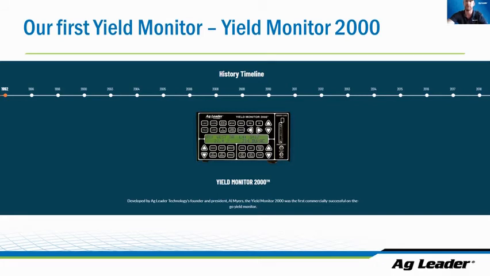In fact, we still have hundreds of these out today where customers are running old yield monitors from 1992. So if you ever get a minute, you can go to our website, agleader.com, and we have a timeline where from 1992 until today, you can track Ag Leader technology and how technology has grown. But otherwise, I'm going to go over a few of the key ones today. So 1992, on-the-go yield monitor.